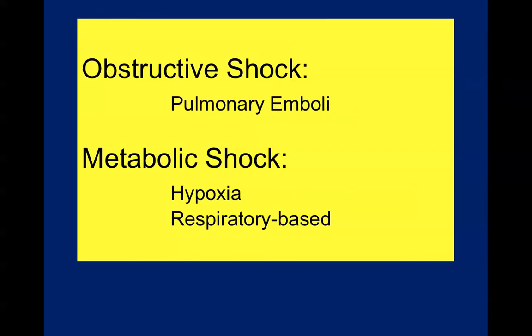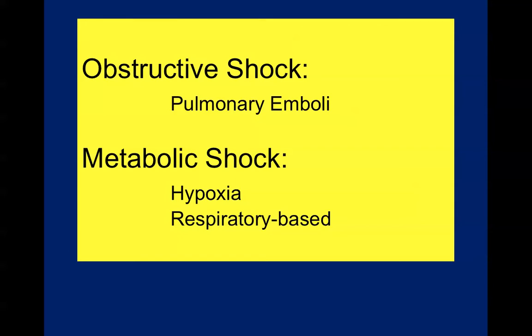2 other types of shock, obstructive shock. We haven't covered this just yet. We will in the respiratory lecture. But this is a pulmonary emboli. The definition of an emboli is a clot or other obstruction that's traveled from one part of the body and lodged somewhere else. Commonly, these blood clots can form in the legs, and they can travel up into the lungs and get lodged in an artery in the lung, and this is called a pulmonary emboli.